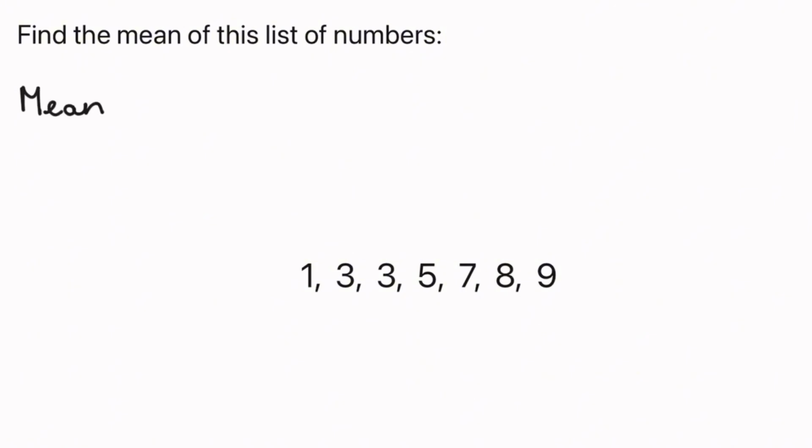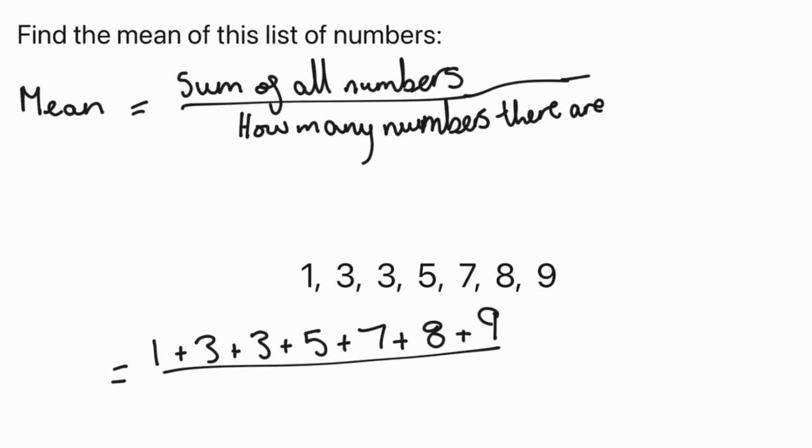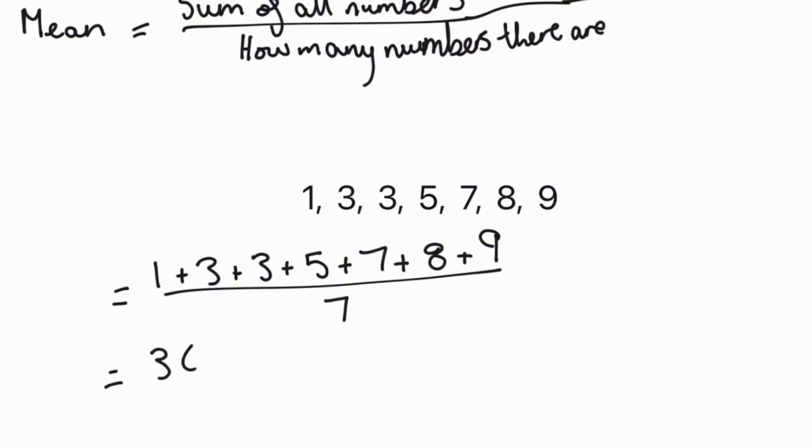Finally, when finding the mean of a sequence, we must divide the sum of the numbers by the amount of numbers there are. In this case, we would add up all of our numbers and divide by 7. We can leave our answer as a fraction as it does not simplify. This means our mean is 36 over 7.